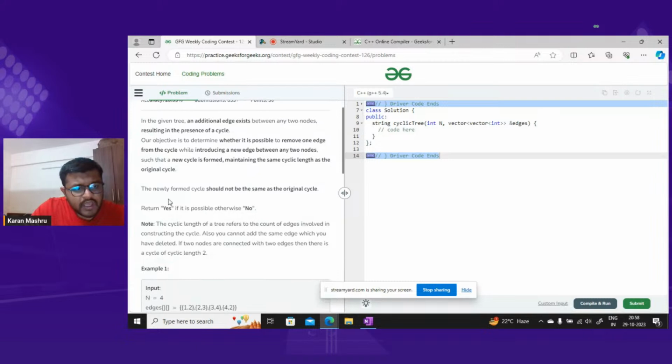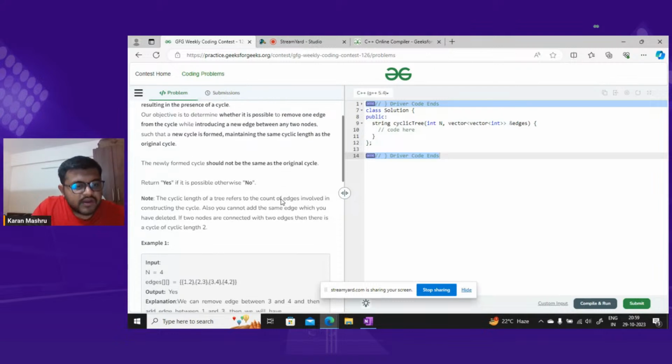Okay, the newly formed cycle should not be the same as the original cycle, so you cannot remove an edge and add a new edge at that same place. The removed edge and the new edge should be between different nodes. One of the nodes can be repeated, but it cannot be between the same two nodes. Return yes if it is possible, otherwise return no. The cyclic length of a tree refers to the count of edges involved in constructing the cycle. Also, you cannot add the same edge which you have deleted. If two nodes are connected with two edges, then there is a cycle of length 2.